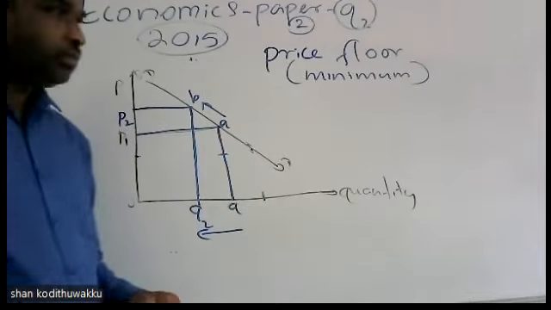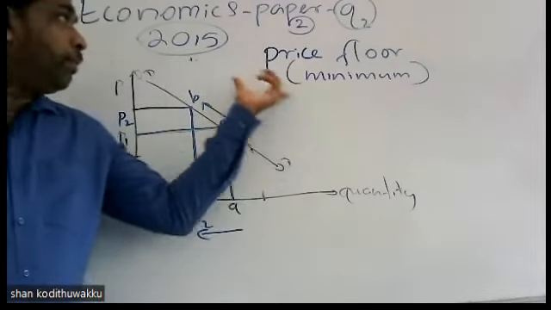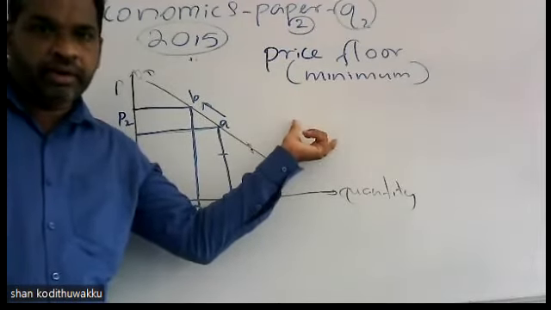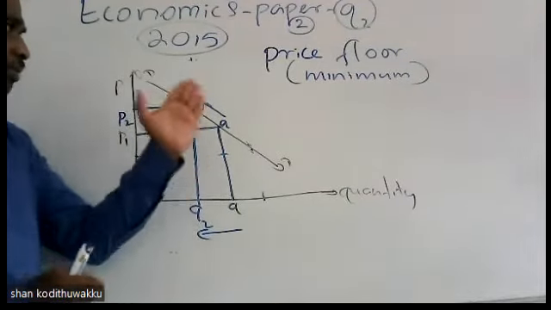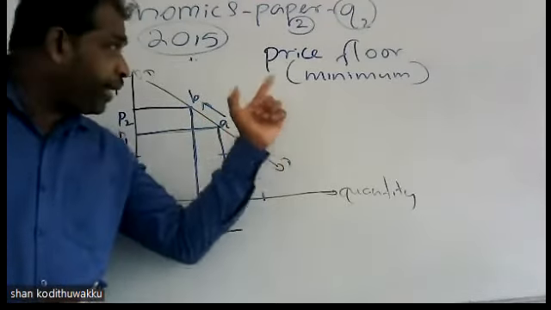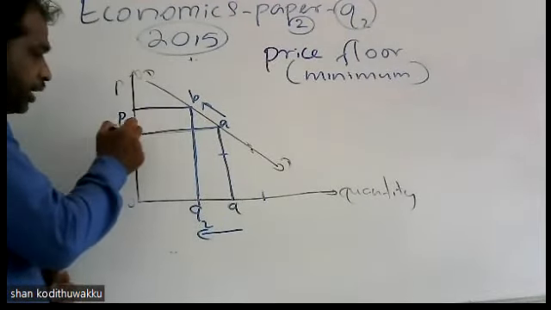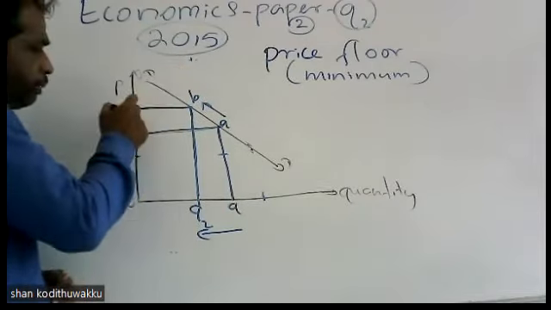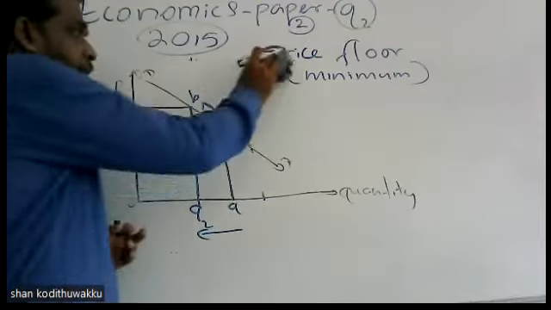Right. Again, if I just revise, price floor or minimum price is imposed by the government to protect suppliers or producers or sellers. Then price floor will be a higher price than the market price. Therefore, price floor will be above the market price. If the market price is P1, price floor or minimum price will be here, above the market price.